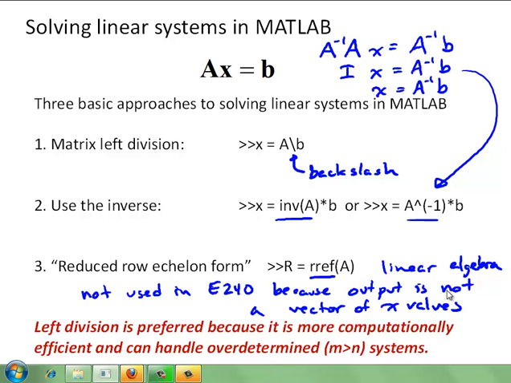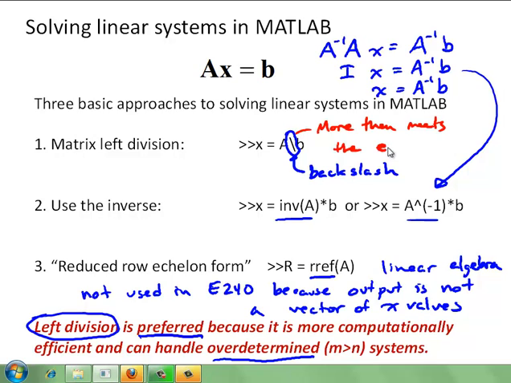So one thing to note here is that the left division operator is the preferred approach. It's more computationally efficient, and in fact it can handle overdetermined systems. And we'll talk more about why in the coming videos, but we need to cover a little more background first. There's actually a lot going on with just that simple left division operator. We could definitely say it's more than meets the eye. And again, the following videos are basically going to build up how that works.